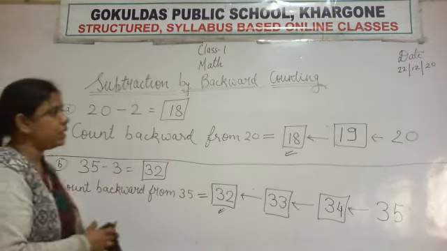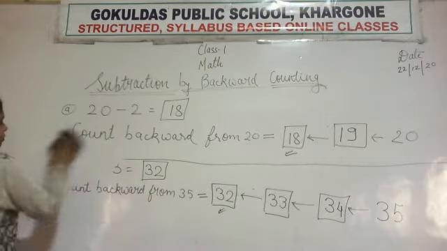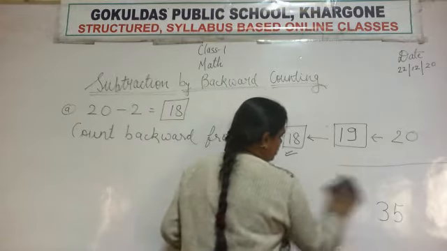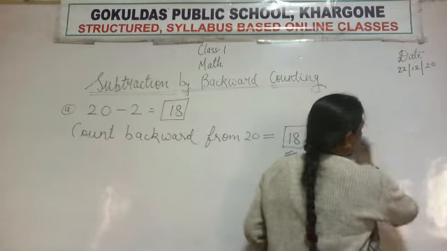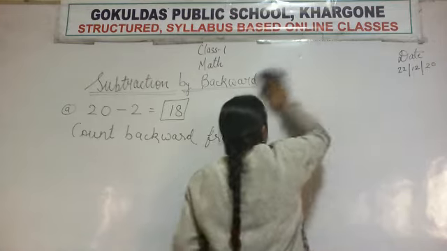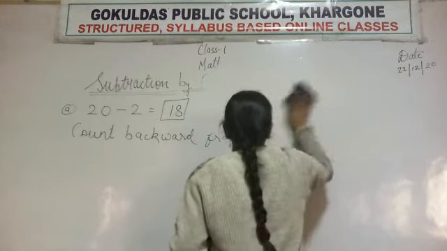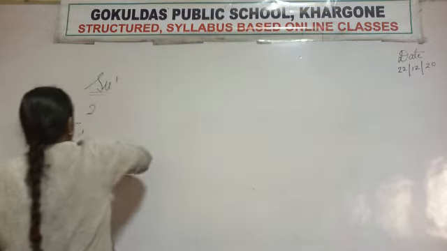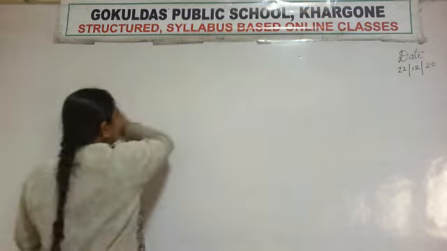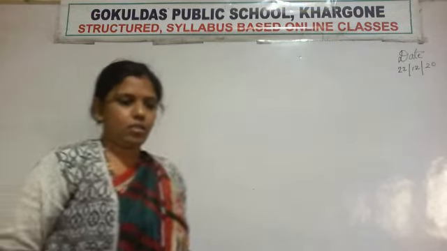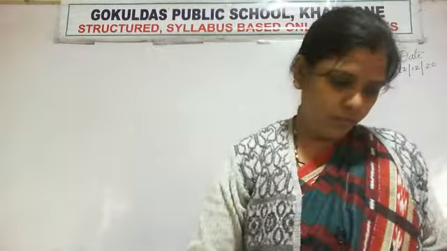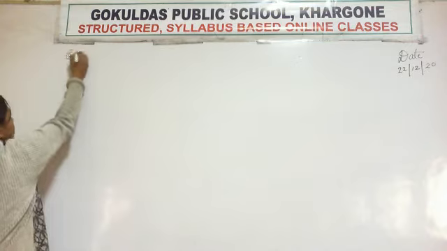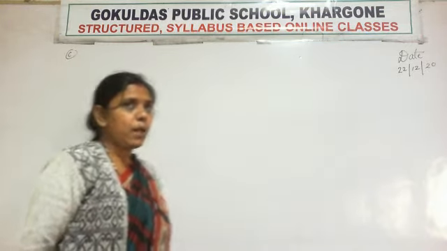Okay, I hope all of you have written it. Now we will solve the next question. Now, what is the next question? 46 minus 5. Write the next question, C: 46 minus 5.